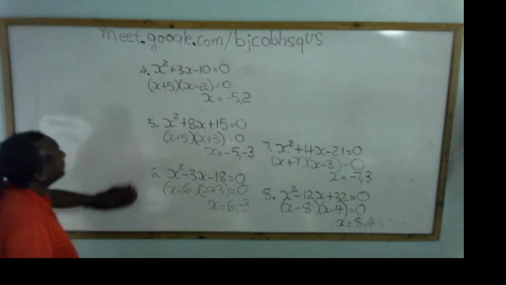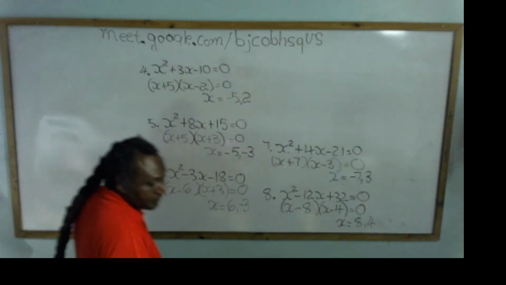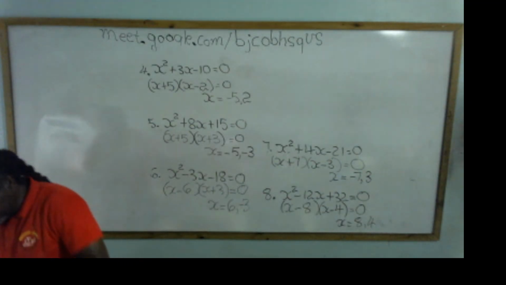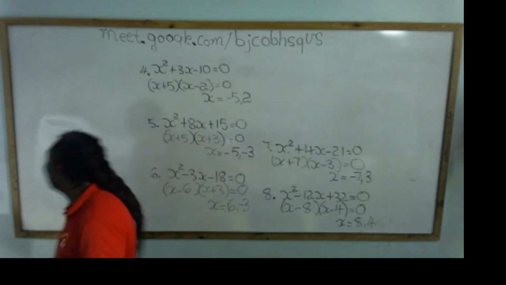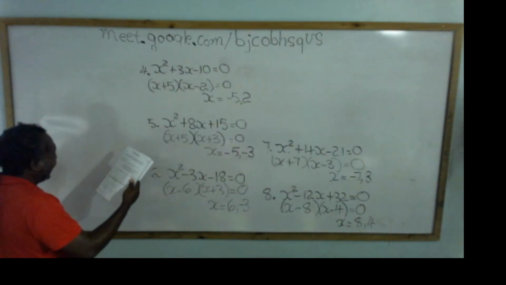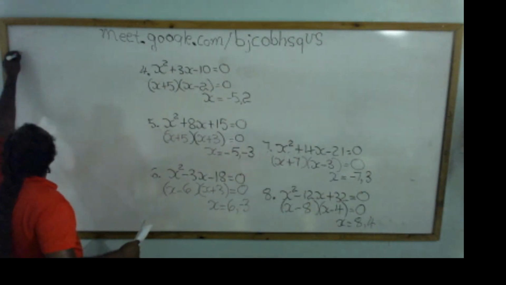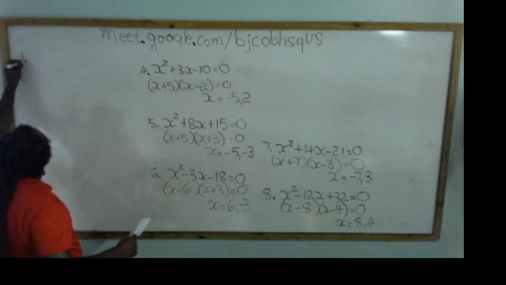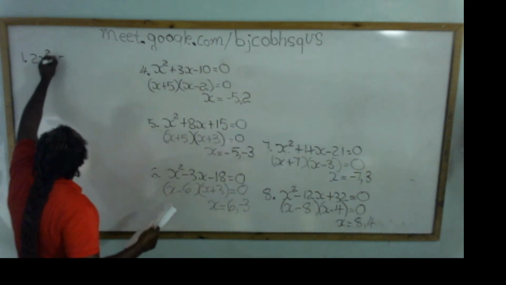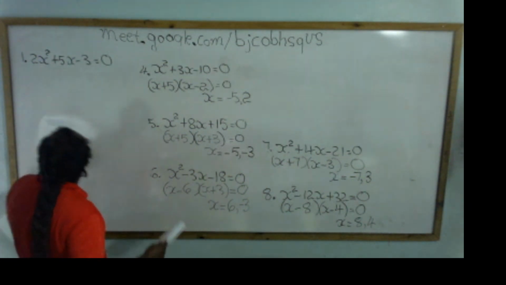Here's my, yes, that's nice. Let's go. Your favorite trinomial. Let's see what you make of it. The second exercise now. Number 1. 2x squared plus 5x minus 3 is equal to 0.